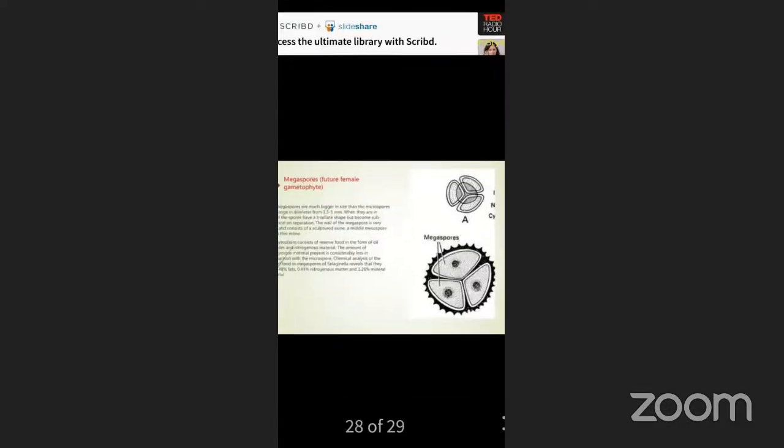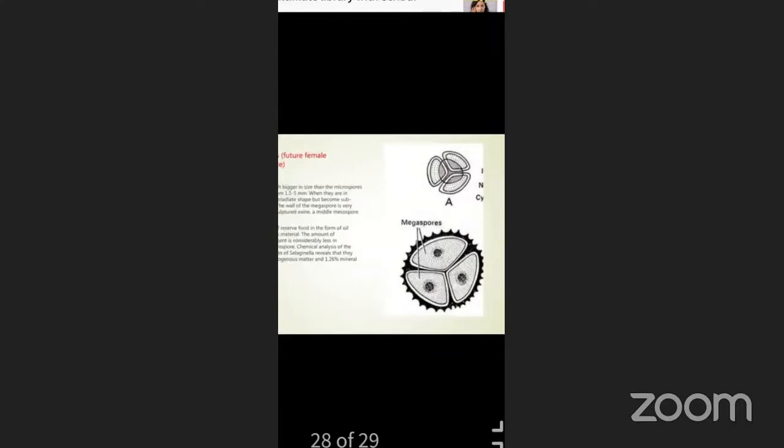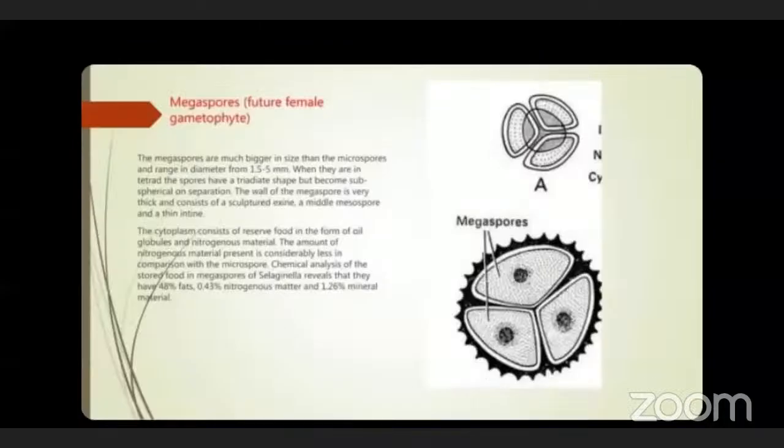So here these are the spores. Megaspore, megaspore structure is there. Okay. So in Selaginella, they are asking the life cycle. Maybe sometimes they are asking the life cycle.